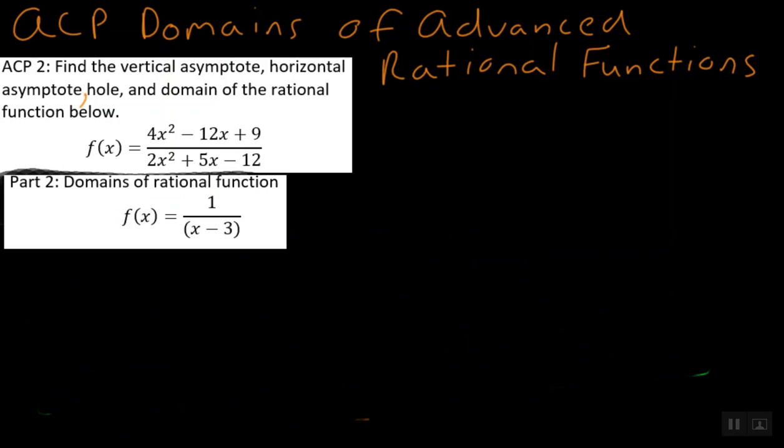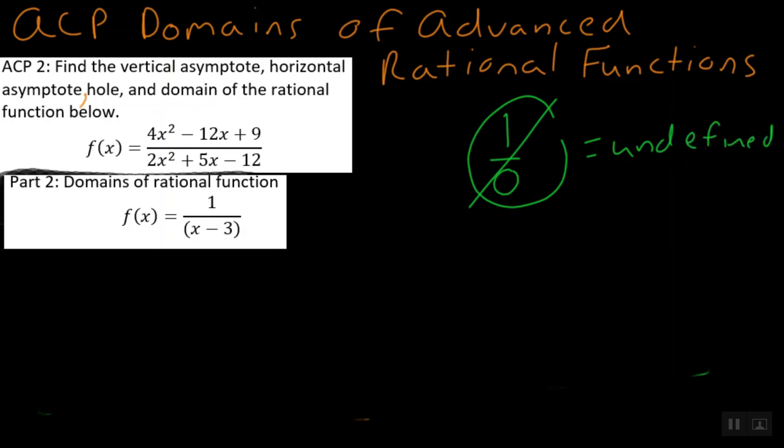Okay, part 2 says this: find the domain of the rational function. And so we have f of x is equal to 1 over x minus 3. Well, remember this, you can never divide by 0. That is a big no-no. The reason is because that is what we call undefined in math. And particularly the reason we call it undefined is because what it creates is something that we call a vertical asymptote. Okay, so that means a vertical line that nothing can pass through.